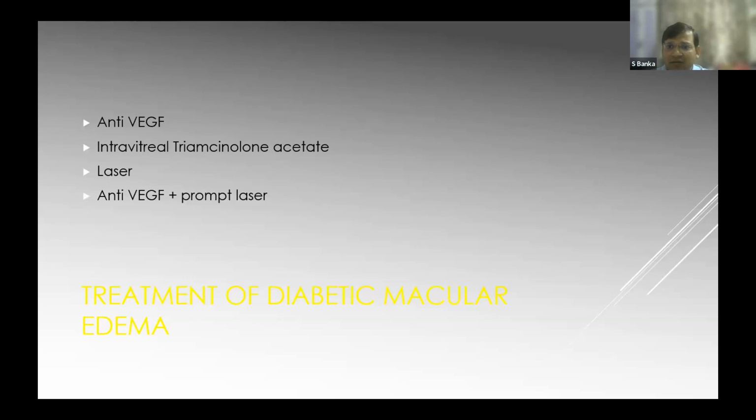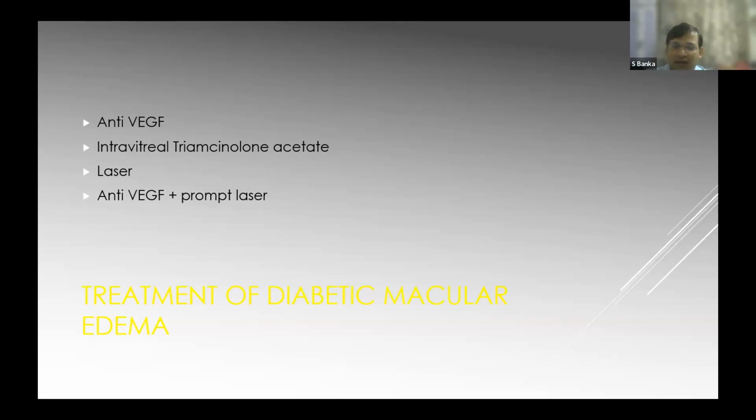The mainstay of treatment of diabetic macular edema nowadays is anti-VEGF therapy. As I discussed earlier, vascular endothelial growth factors are responsible for neovascularization and capillary leakage also. These anti-VEGFs, namely drugs like ranibizumab or bevacizumab, are antibodies against these vascular endothelial growth factors. And intravitreal injections of these anti-VEGF agents can help in reducing diabetic macular edema.